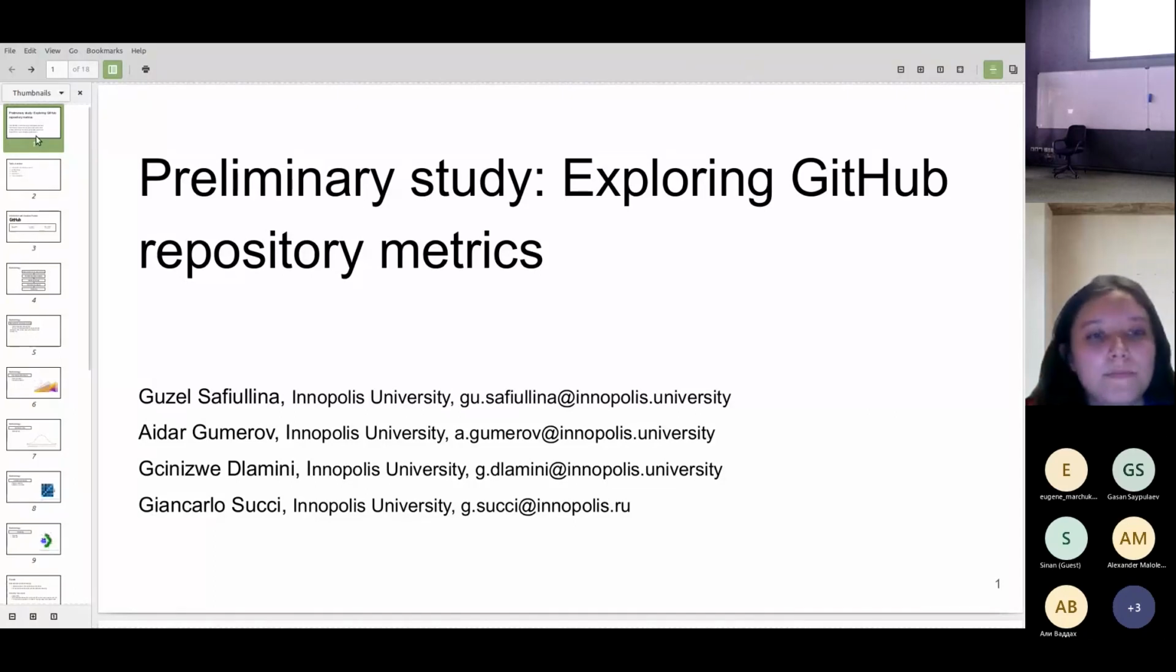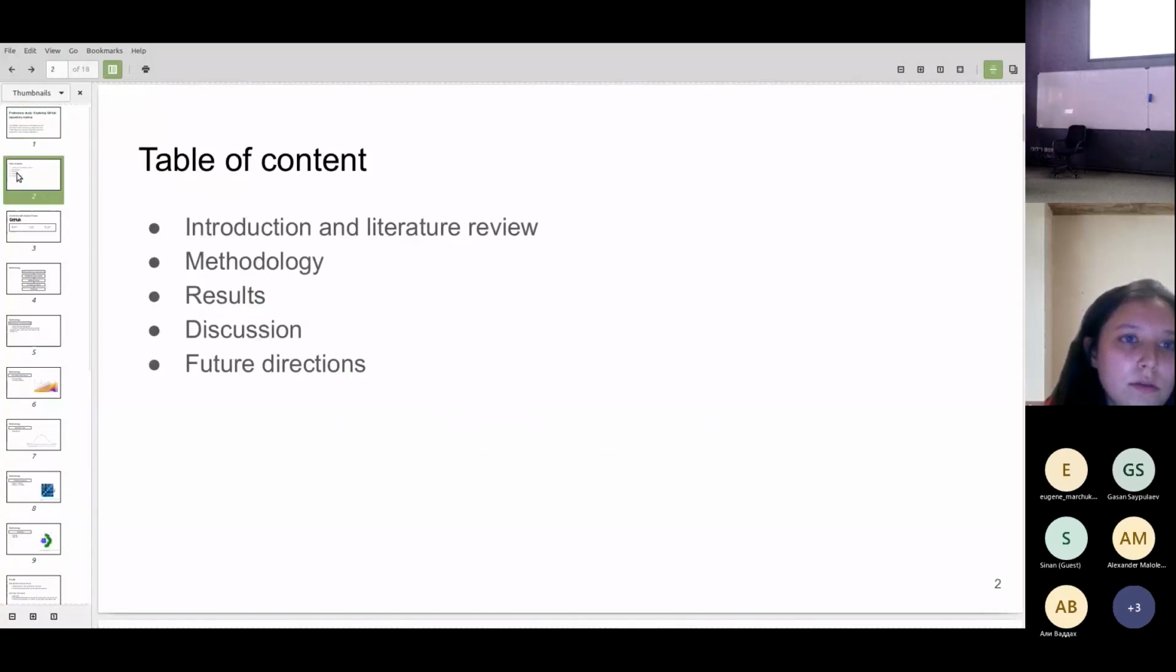Okay. My name is Guzel Safiullina, and today I will present our project in exploring GitHub repository metrics. Today we will start with introduction and its review. After we will move to methodology part. After we'll go to results, discussion, and finish with future directions.